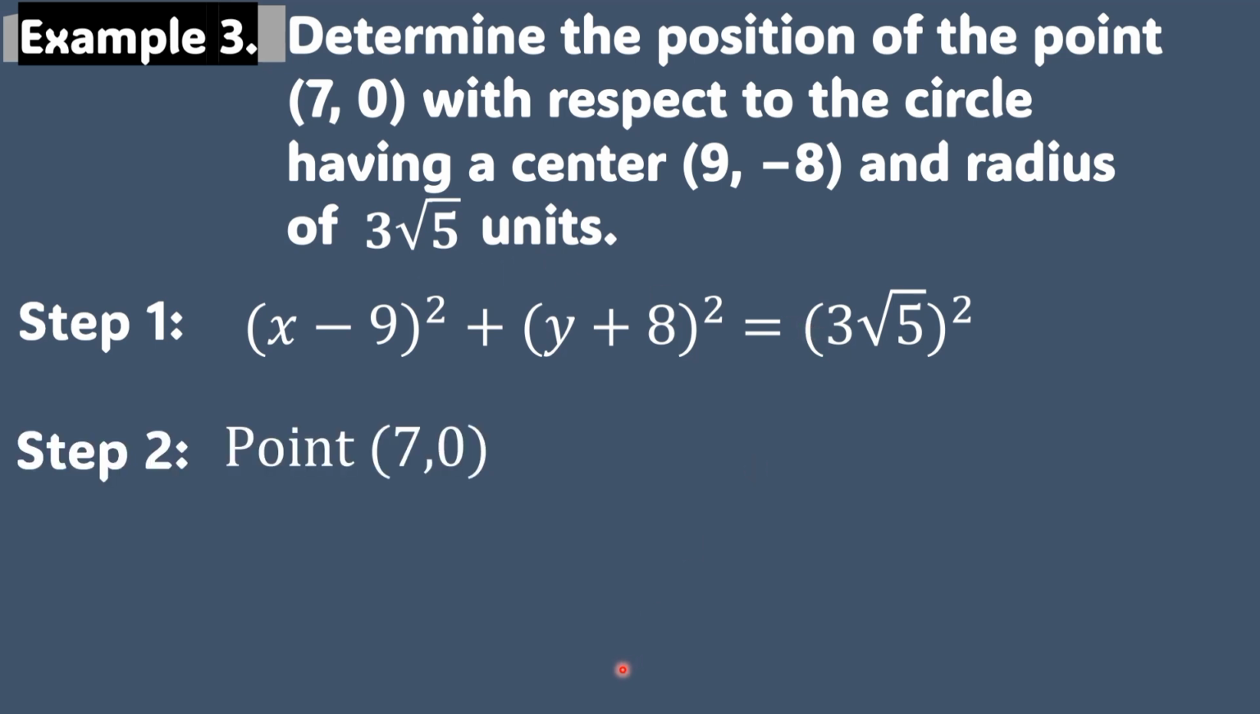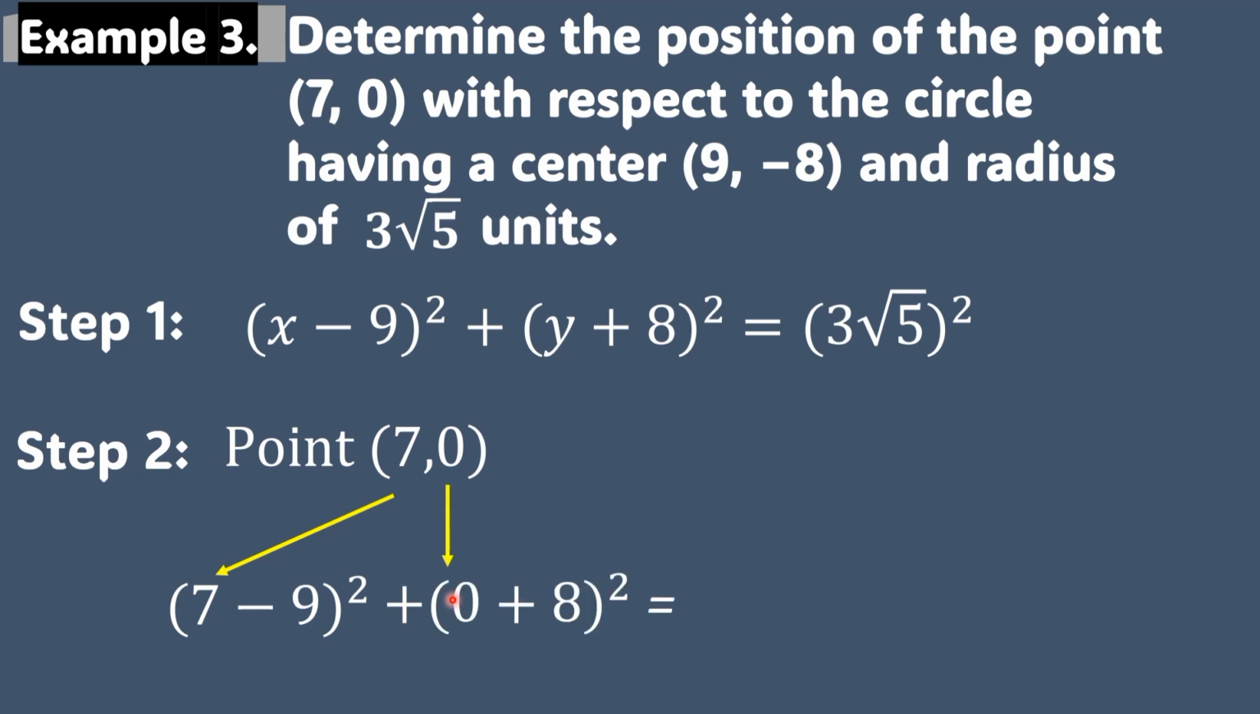Step 2. Substitute the x and y coordinates of the point into the equation of the circle in step 1. 7 is the x coordinate, that is 7 minus 9 squared plus 0 plus 8 quantity squared. So 7 minus 9 squared is 4, plus 64, is equal to 68.